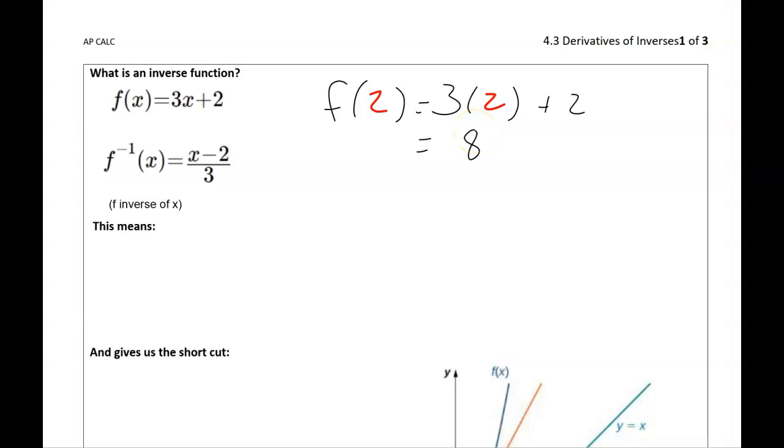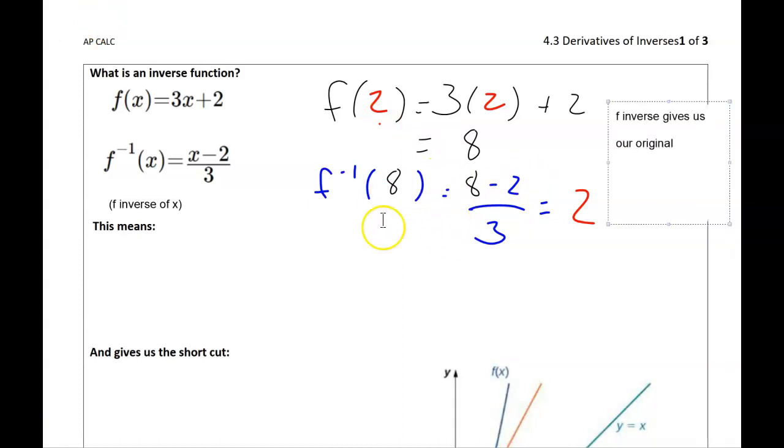Now, let's take that 8 and see what happens when we plug it into f inverse. So that means we're doing f inverse of 8. We do 8 minus 2 over 3. That's 6 over 3 is 2. Write that in red because that's what we started with. So the inverse function means that when I plug a value, say 8, into f inverse, it gives us our original input value from f, right? So plugging in 8, spitting out 2 means that when I plug 2 into f, it spits out 8.